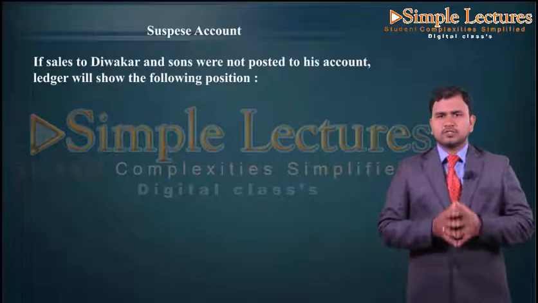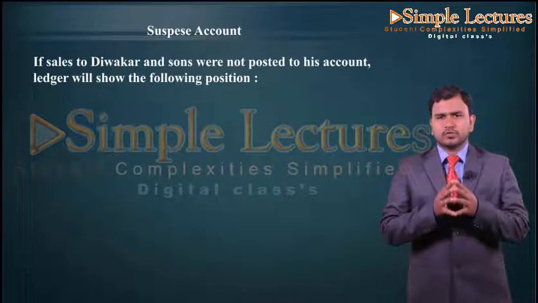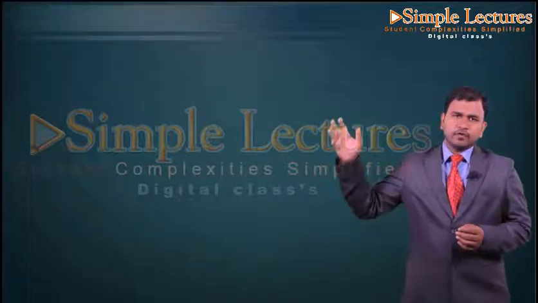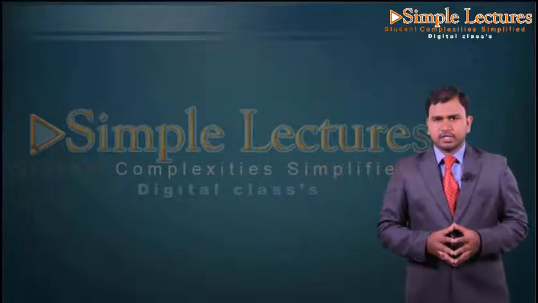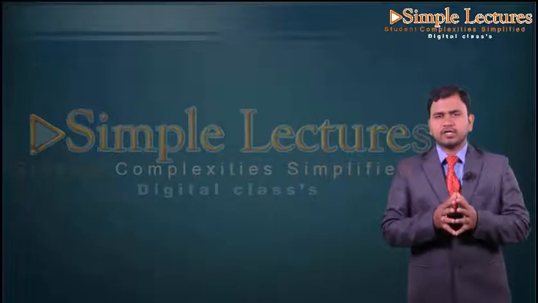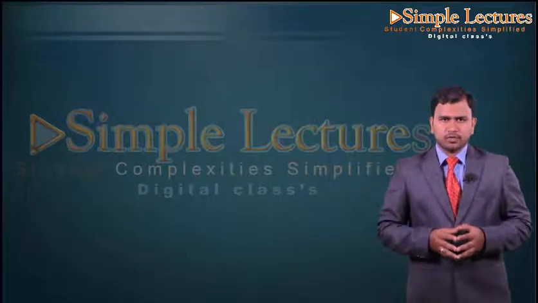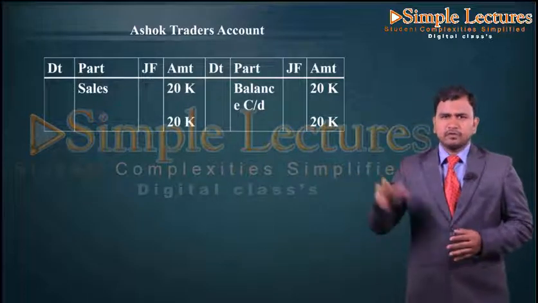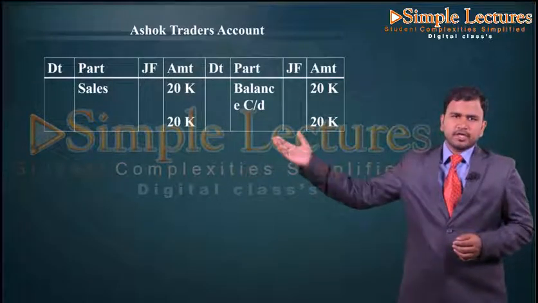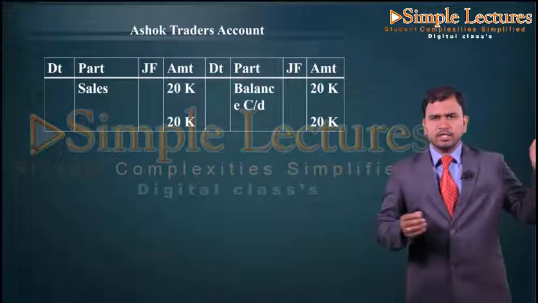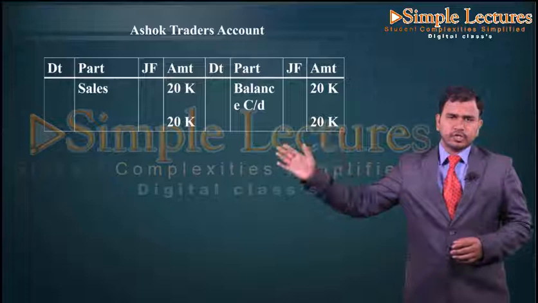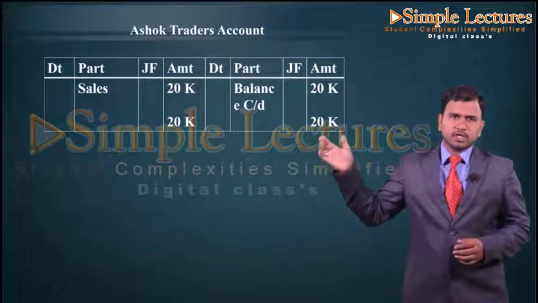If sales to Divakar and Sons were not posted to his account, the ledger will show the following position. So now for each trader we are going to prepare a ledger account, and we have assumed that Divakar's account has not been shown. So when coming to Ashok Trader, we are going to show the sales on the debit side, where the format of the ledger account is date, particulars, journal folio, amount, and date, particulars, journal folio, amount. So now sales is shown on the debit side, sales 20,000 in the amount column.